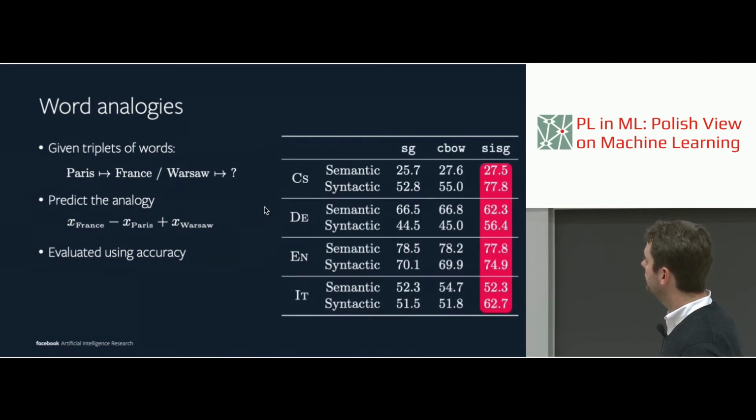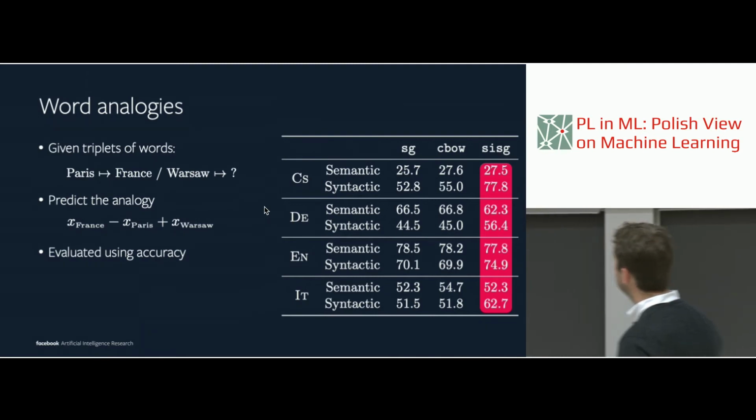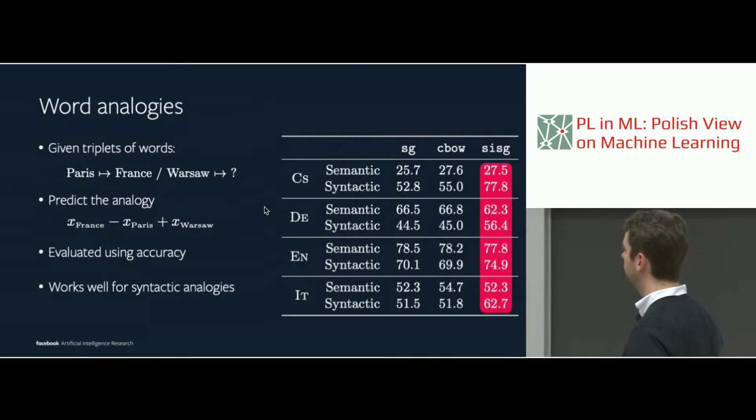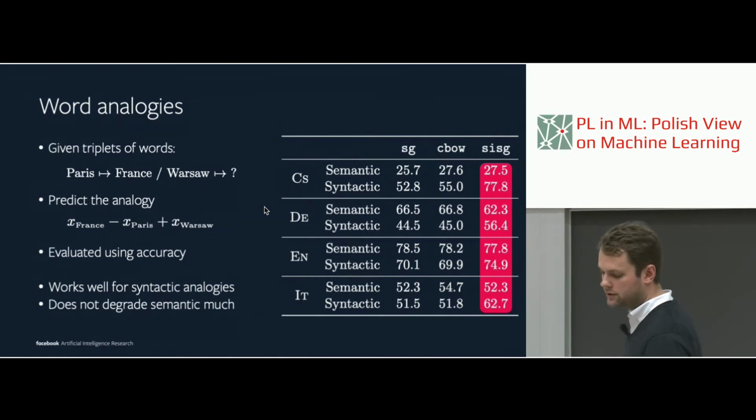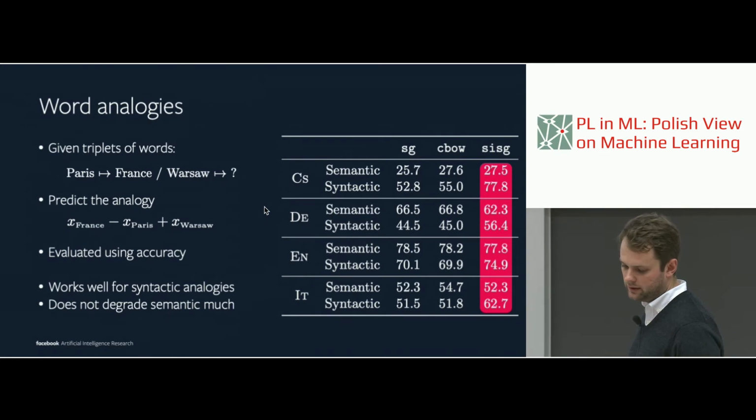We did that with the data sets that we found back then, which were for Czech, German, English, and Italian. These categories of analogies are divided between semantic and syntactic, semantic being more about the meaning and syntactic more about the grammar. What we see is that our method works much better on syntactic analogies and doesn't degrade the performance much on the semantic analogies.